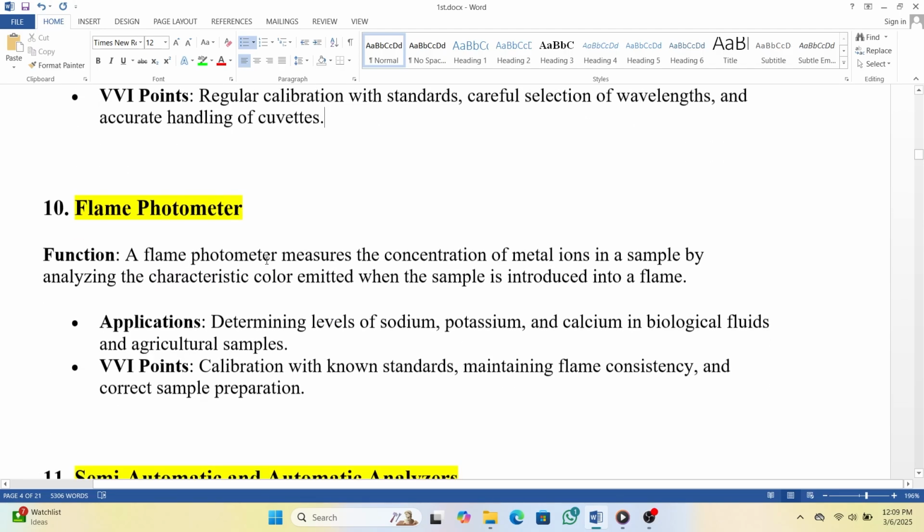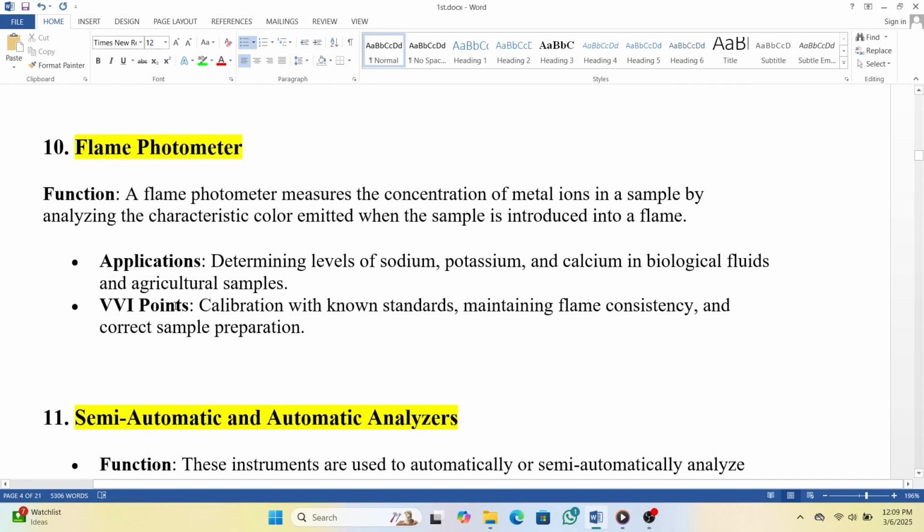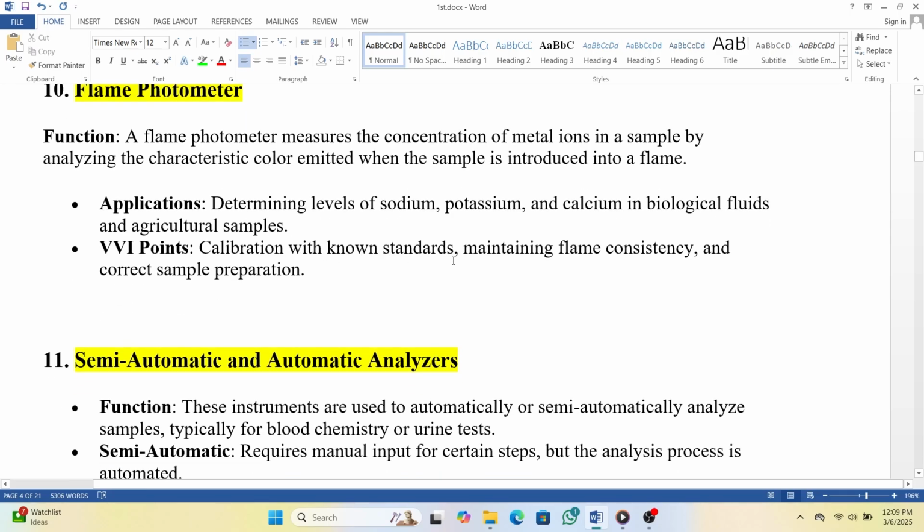10. Flame photometer. Function: a flame photometer measures the concentration of metal ions in a sample by analyzing the characteristic color emitted when the sample is introduced into a flame. Applications: determining levels of sodium, potassium, and calcium in biological fluids and agricultural samples. VVI points: calibration with known standards, maintaining flame consistency, and correct sample preparation.